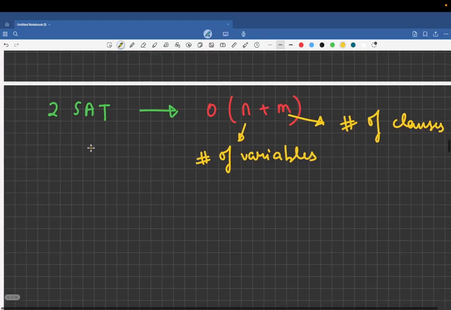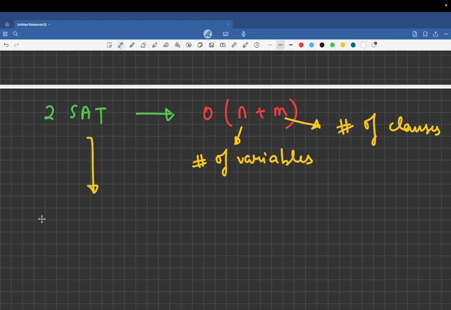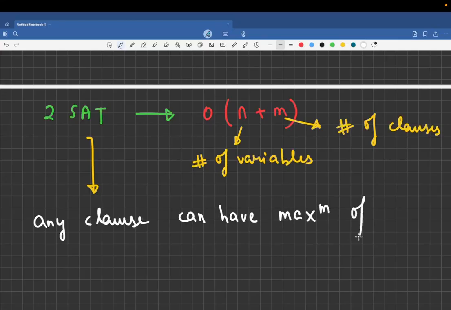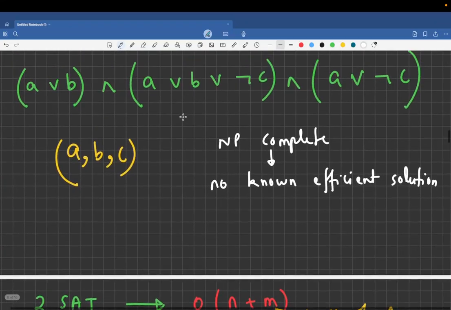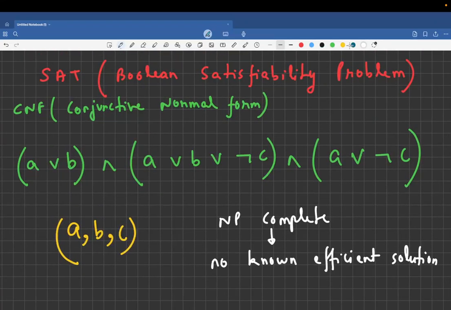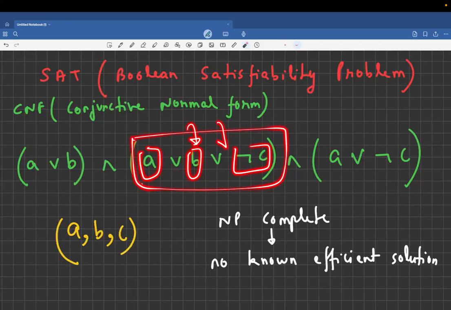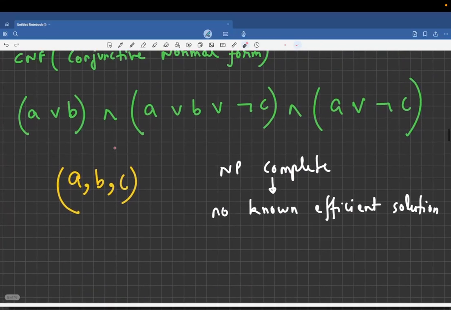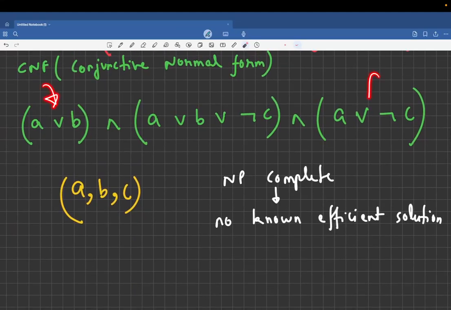So what does two-SAT say? Two-SAT says that any clause can have a maximum of two variables. For example, in the above example that I took, if you just notice, this particular clause has three variables, right? So this does not come under the two-SAT problem. The rest, this particular clause and this particular clause, both of them have two variables, so no issues with this.